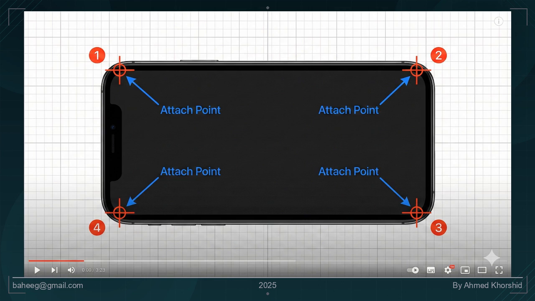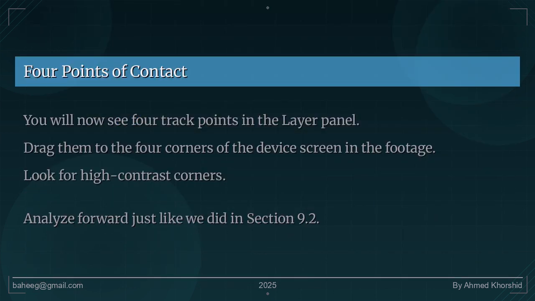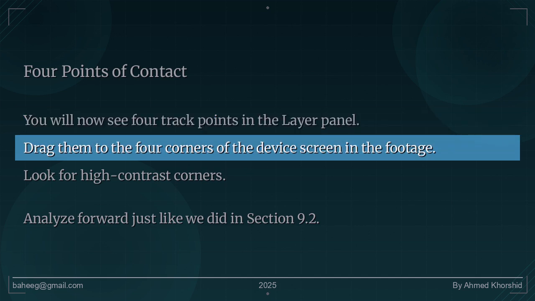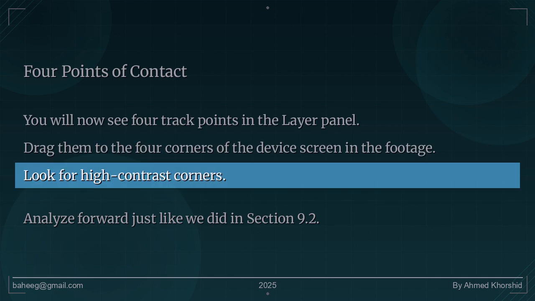Figure: a close-up diagram of a smartphone screen in a video frame. Four distinct track points, crosshairs, are positioned exactly on the four corners of the device screen. Number them 1, 2, 3, 4 clockwise from top left. Arrows indicate their attach point is on the bezel to screen contrast edge. For point placement, you will now see four track points in the layer panel. Drag them to the four corners of the device screen in the footage. Look for high contrast corners.